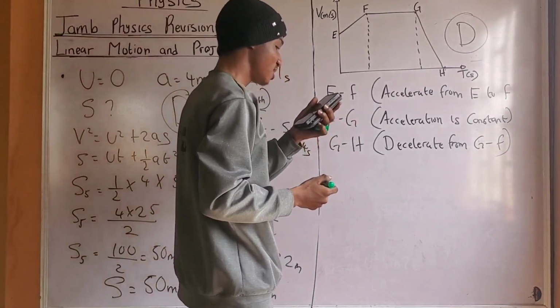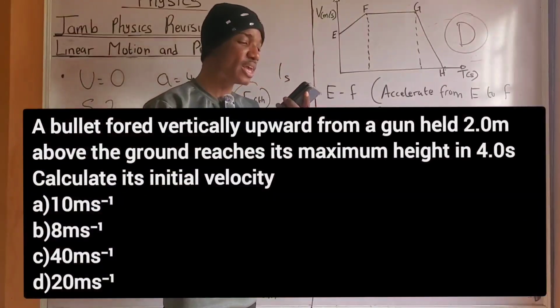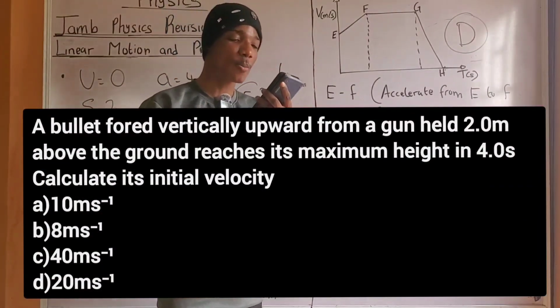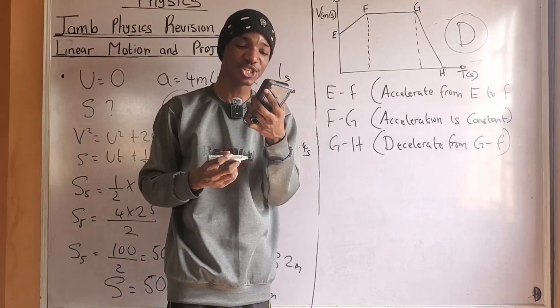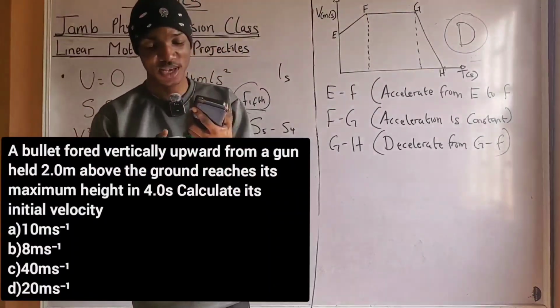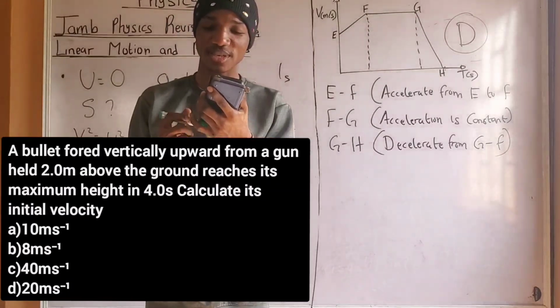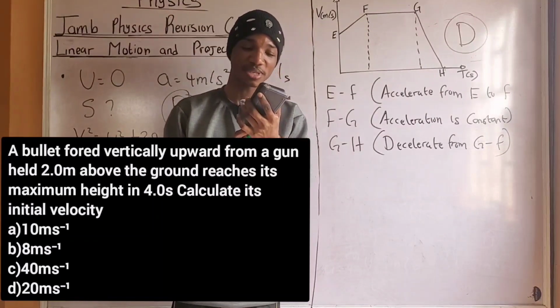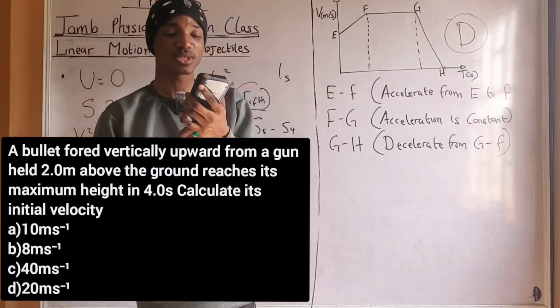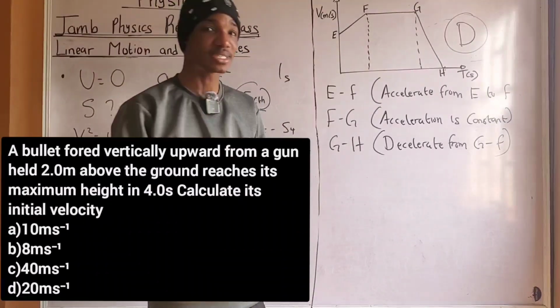Okay, now let us look at the next question. A bullet fired vertically upward from a gun held 2.0 meters above the ground reaches its maximum height in 4 seconds. Calculate its initial velocity. A. 10 meter per second. B. 8 meter per second. C. 40 meter per second. D. 20 meter per second. Take g equals 10 meter per second squared.